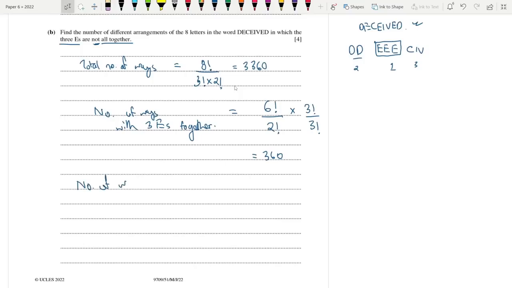Therefore, number of ways with 3 E's not together is actually 3360 minus 360, which is 3000. Okay, so that's our final answer.